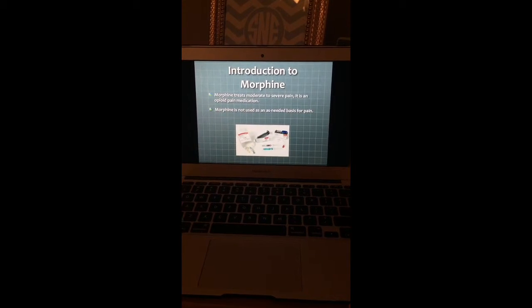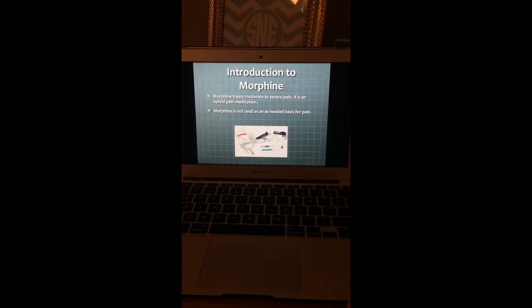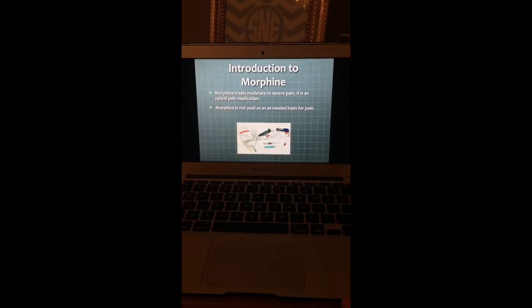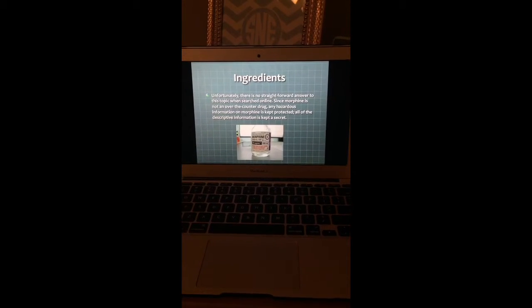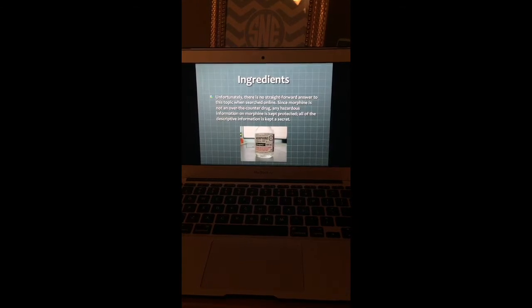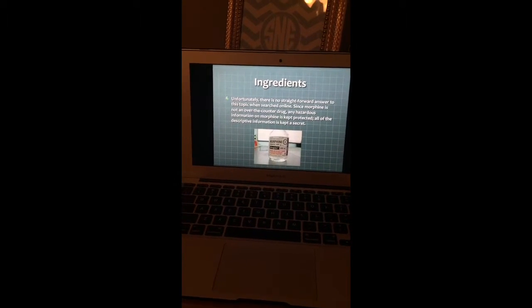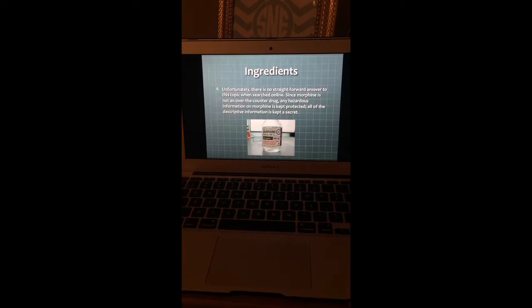Introduction. Morphine treats moderate to severe pain and is an opioid pain medication. Morphine is not used on an as-needed basis for pain. Ingredients. Unfortunately, there is no straightforward answer to this topic when searched online. Since morphine is not an over-the-counter drug, any hazardous information on morphine is kept protected. All of the descriptive information is kept a secret.